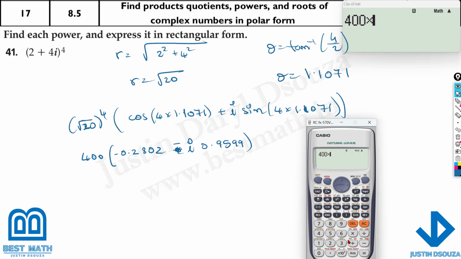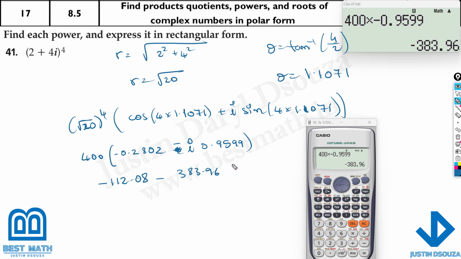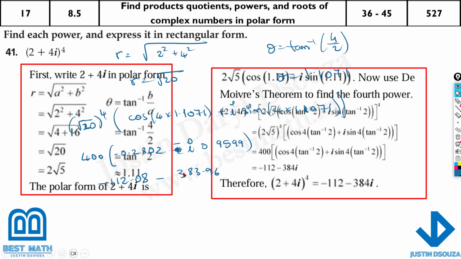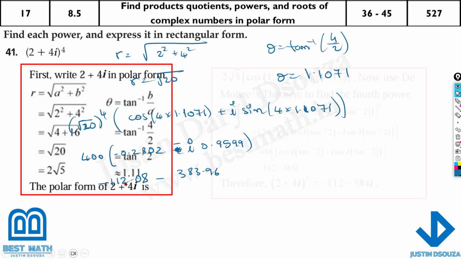Now you have to multiply these with 400. So 400 times minus 0.2802, and the answer is minus 112.08. Minus again, 400 times minus 0.9599. And what is the answer? It's 383.96. It's almost 384, you can say. I'll write the 2 decimal points as well, because I was sticking to 4 decimal points, right? I'm just now reducing it. And that's the answer. See, it's almost 384 and it is almost over here 112.